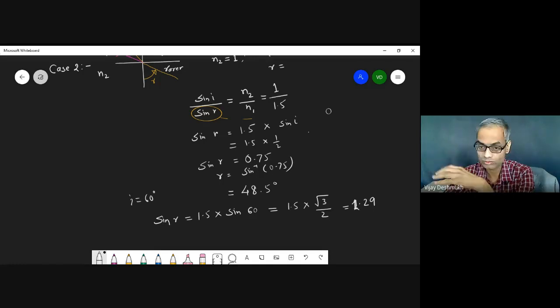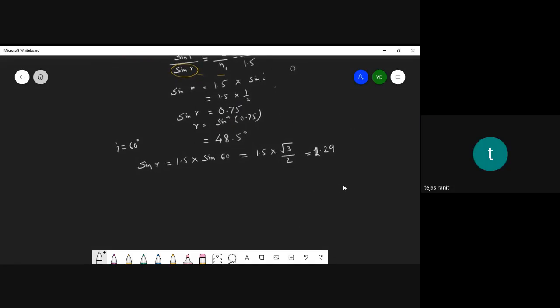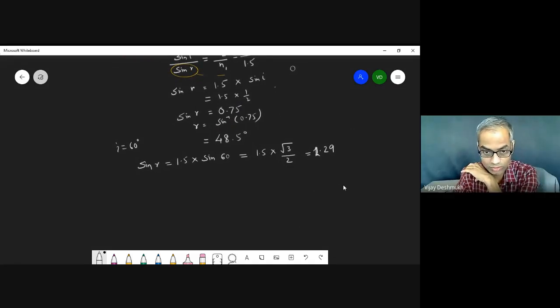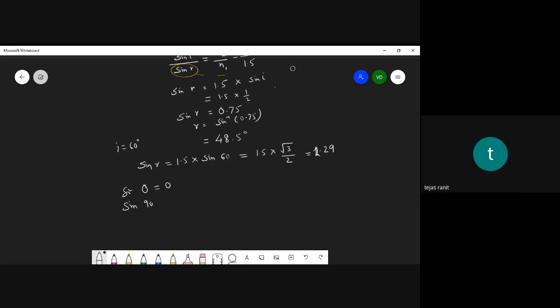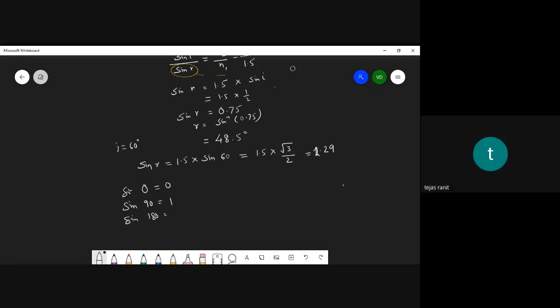What do you know? Sin 0 is 0. Sin 0 is 0 and sin 90 is 1. Sin 180 is 0, sin 270 is -1.